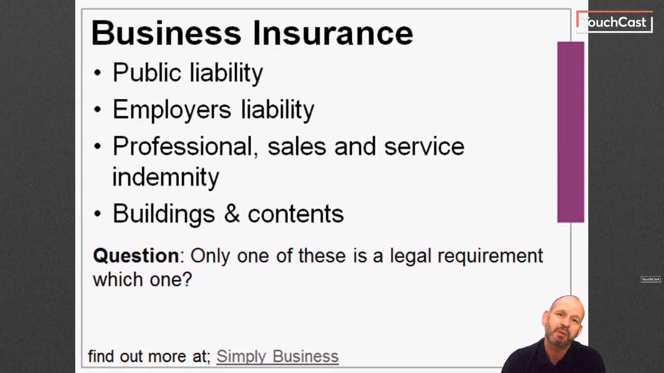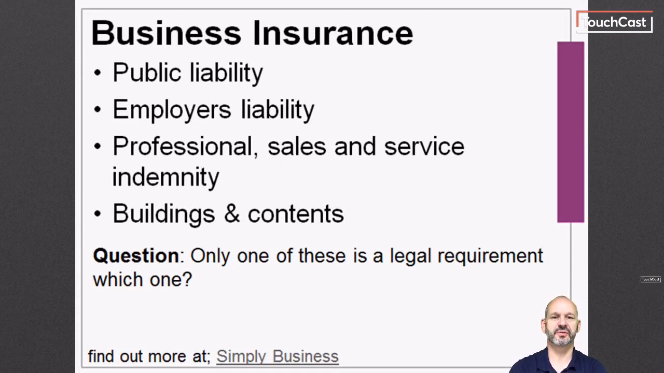Next, we have employer's liability insurance, which enables an employer to meet the cost of compensation for employee injury or illness where these are caused on or off site. Then we have professional sales and service indemnity insurance, which provides cover if a customer suffers loss as a result of a failure of the business in a specific professional capacity. And lastly, buildings and contents insurance enables the business owner to repair or rebuild premises or replace equipment which has been stolen or accidentally damaged.